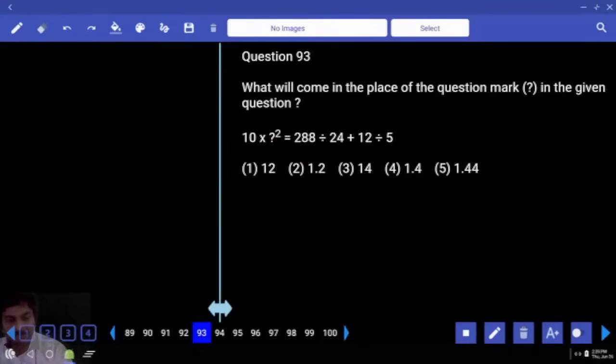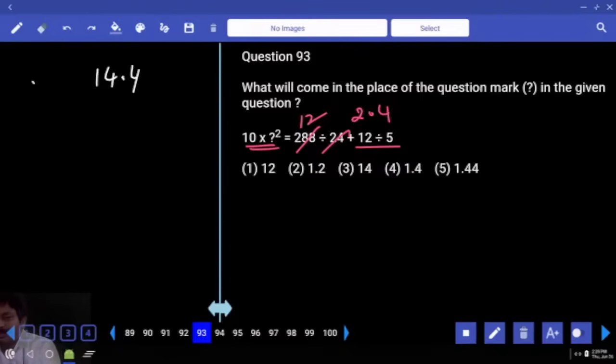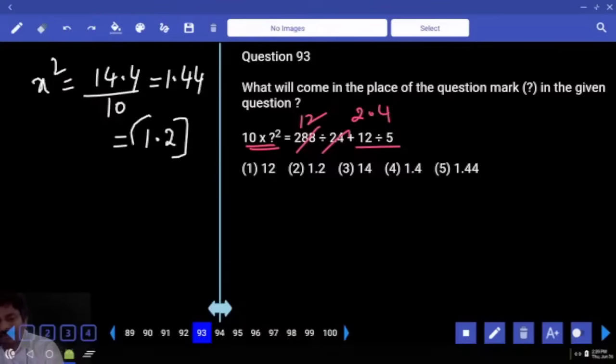Got it? 24 once and then 2 times. 12 divided by 5, 2.4. Right hand side number 14.4, correct? Is equal to 10 into x square. Then x square will be divided by 10, which is 1.44. 1.44 is which number square? 1.2 whole square. X is 1.2. Done?